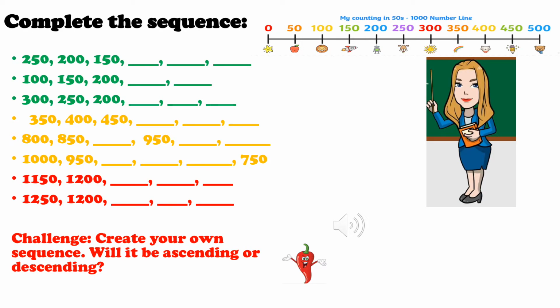In the last slide, we talked about the sequence and we thought about whether it was ascending or descending. We talked about what we noticed about the numbers as you're counting in 50s. Now on this slide, I've put 3 lots of sequences depending on your group, whether you're mild, spicy and hot, and I want you to have a go at completing the sequence by counting in 50s.